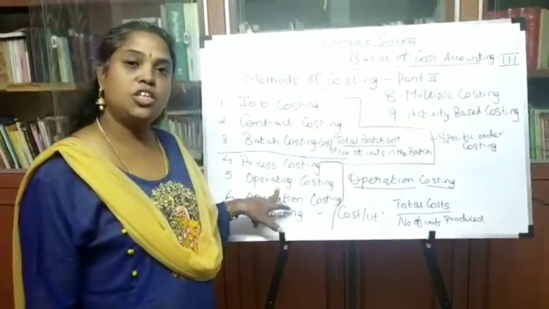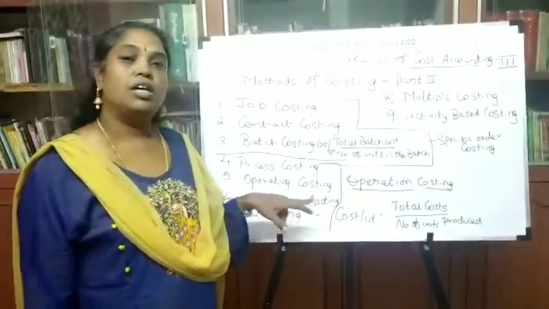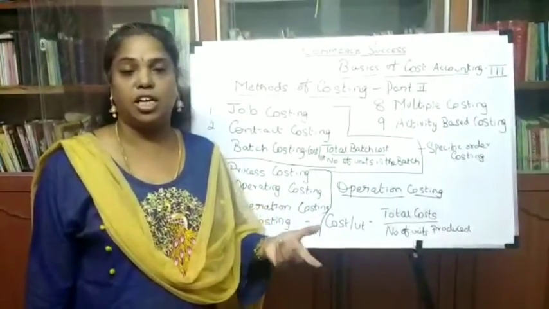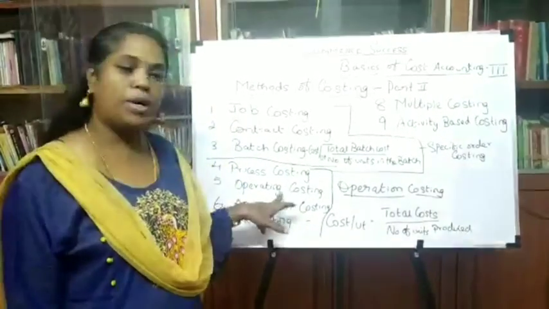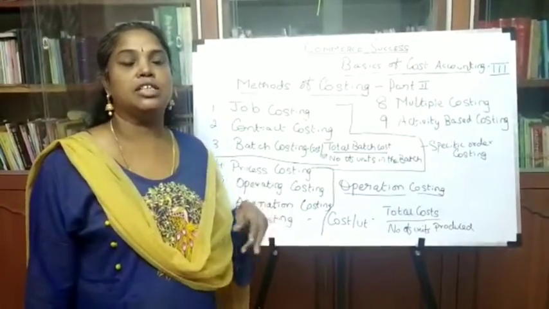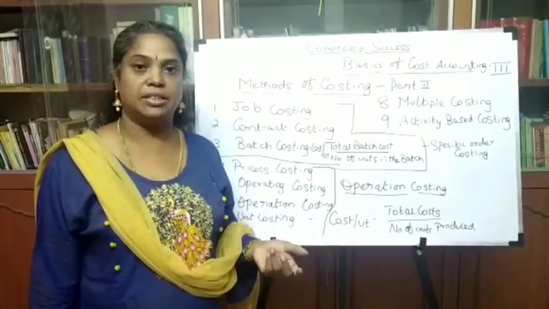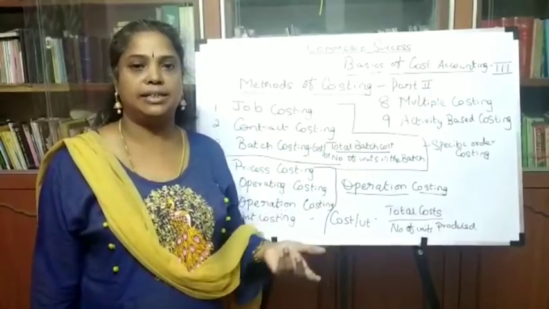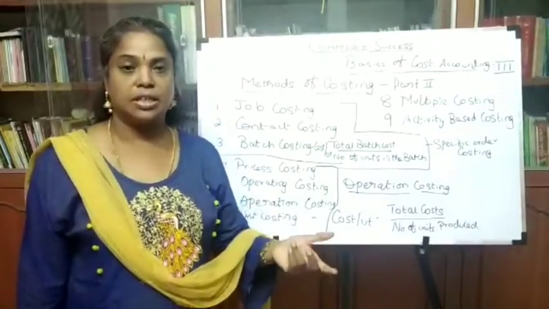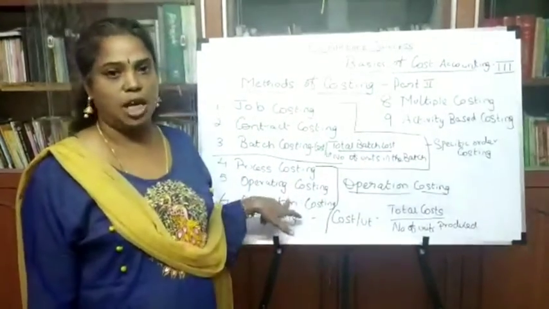Now, the next one is the operating costing. Those industries where the output is service rendered and not goods, it is operating costing. So, for example, you may take transport servicing companies, hospitals, cinema theatres, all those industries where the output is a service, this operating costing is applied.